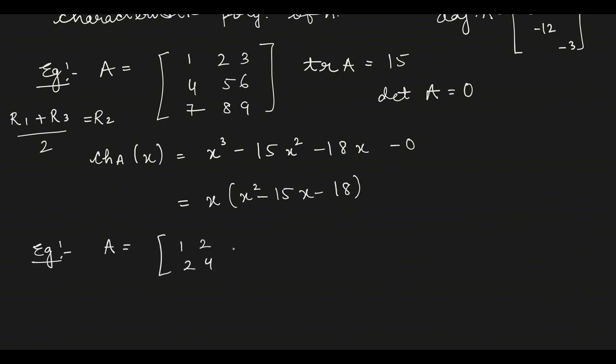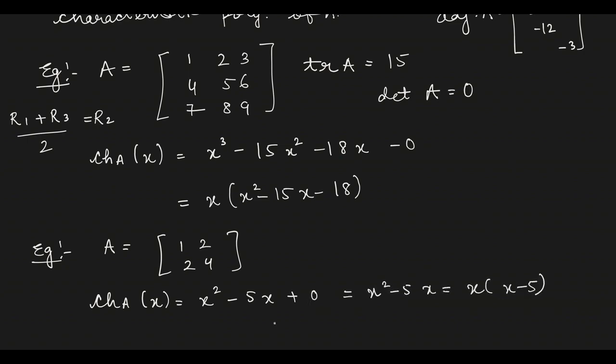1, 2, 2, 4. What will be the characteristic polynomial for this? x square minus trace of A, 5, plus determinant. Determinant is 0, right? So eigenvalues will be 0 and 5.